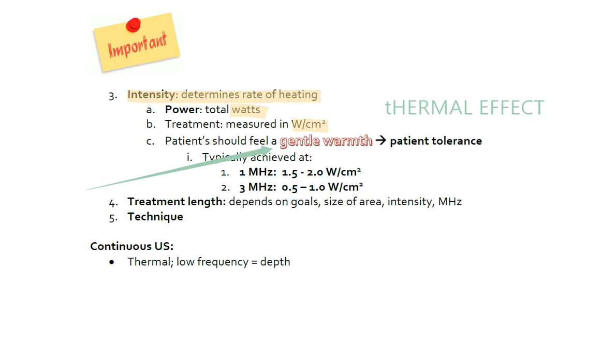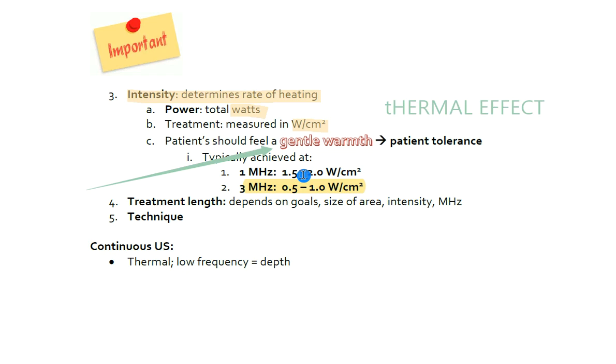You will notice that if you're at 1 megahertz, to get that thermal effect, it's going to take a higher intensity versus 3 megahertz, which is going to take a lower intensity. That's because at 3 megahertz, you're emitting 3 times the amount of sound waves. So 0.5 watts per centimeter squared at 3 megahertz would basically be equivalent to 1.5 watts per centimeter squared at 1 megahertz, because 1 megahertz is 1/3 of the waveforms as 3 megahertz.